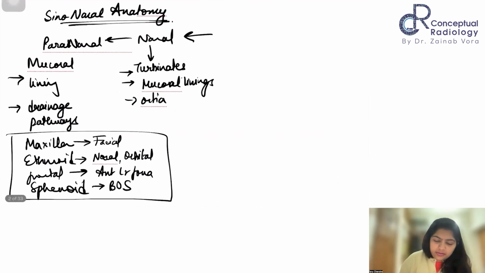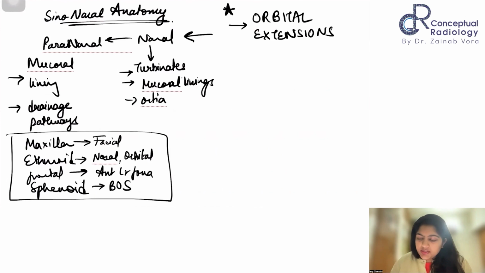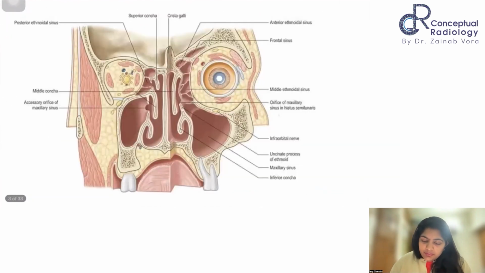So orbital extension, there are certain areas which you have to always assess. Orbital extensions are very, very important to be assessed on whatever modality you are seeing, right? Next, if you see that this wall is particularly thin, the ethmoid and its extension into the orbital region is pretty common.